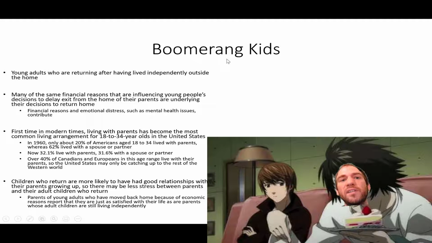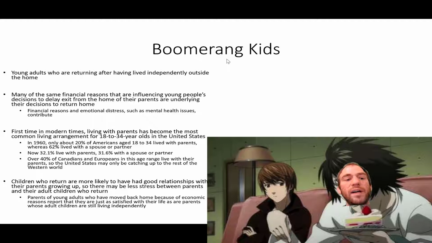Boomerang kids. I want to introduce you to this concept. Young adults who are returning after having lived independently outside the home. Many of the same financial reasons that are influencing young people's decisions to delay exit from the home of their parents are underlying their decisions to return home. Financial reasons and emotional distress, such as mental health issues, contribute.